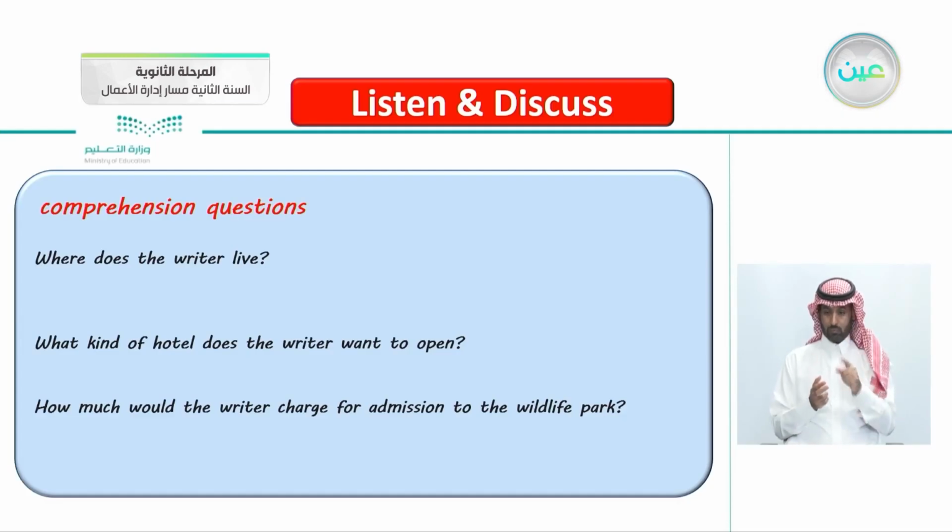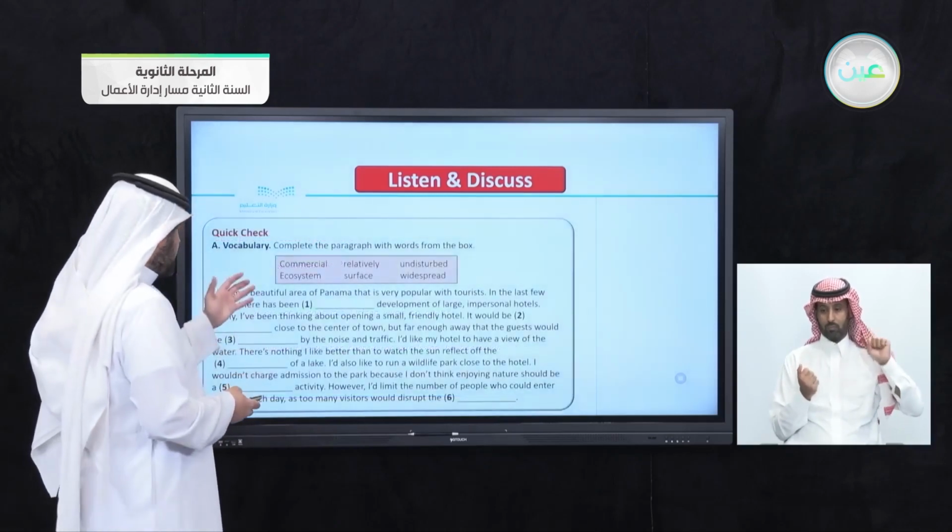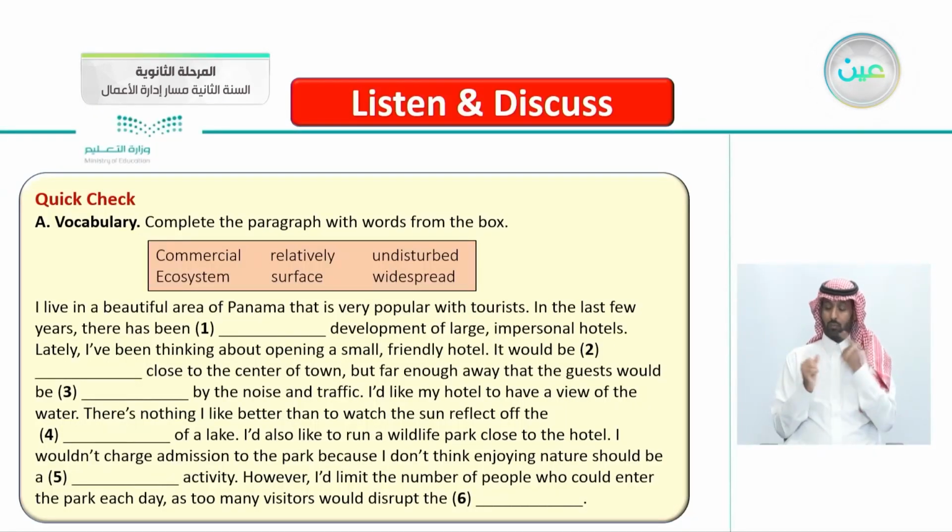We'll be answering them later after we finish exercise A from the quick check here. A, vocabulary. Complete the paragraph with the words from the box: commercial, relatively, undisturbed, ecosystem, surface, and widespread. So let's read the paragraph together and we'll be filling the gaps.